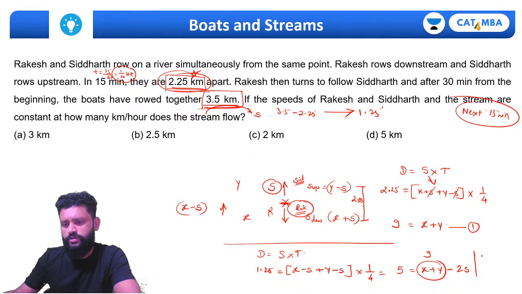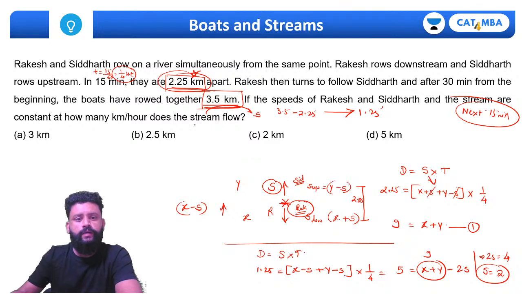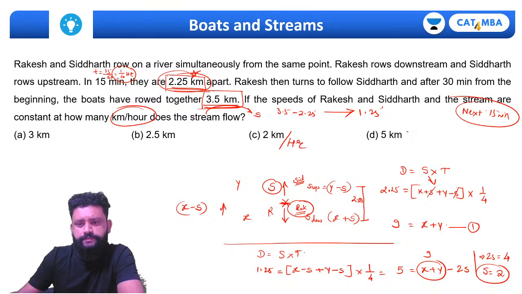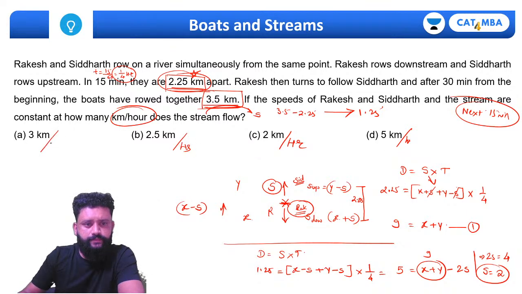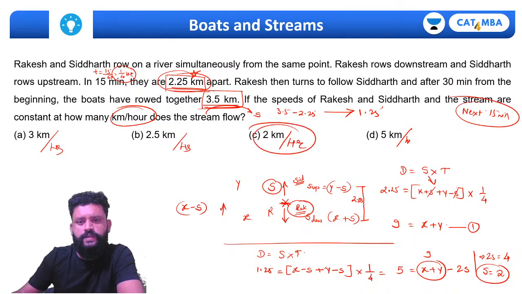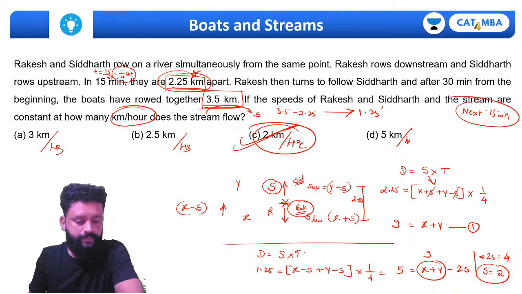So taking 2s to this side, you'll be getting 2s is equal to 4 kilometer per hour. It should be in kilometer per hour. That's answer option C.